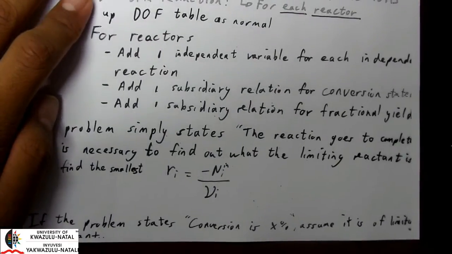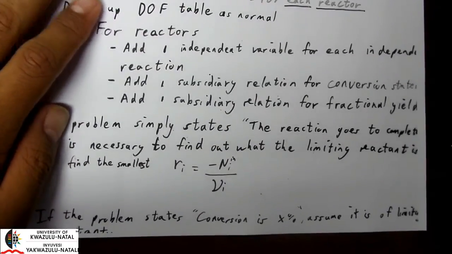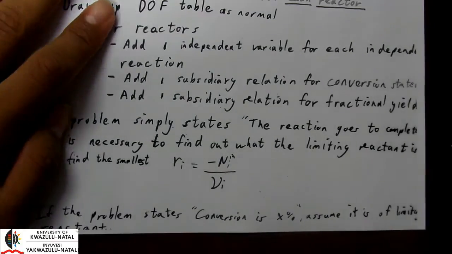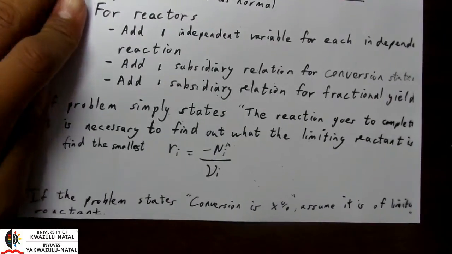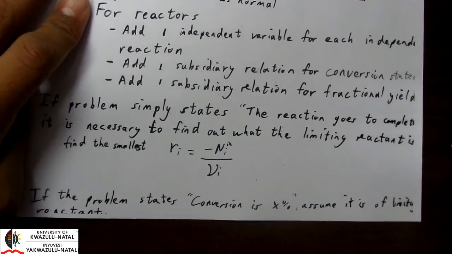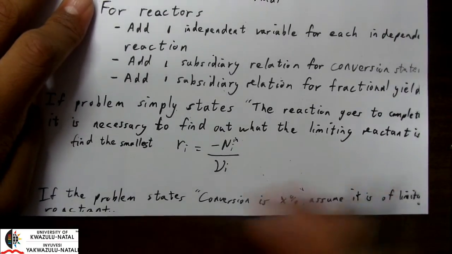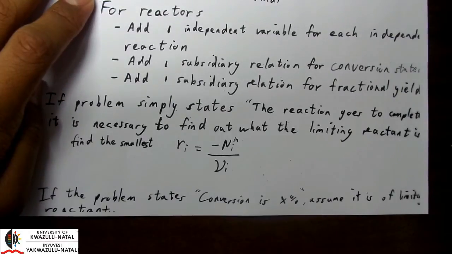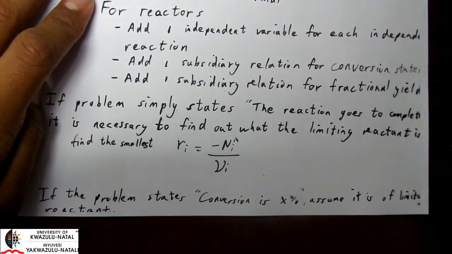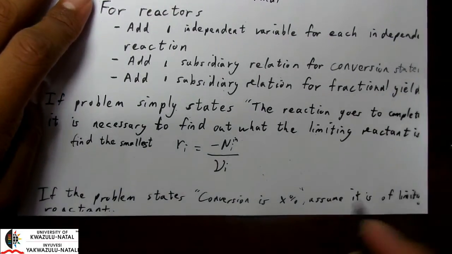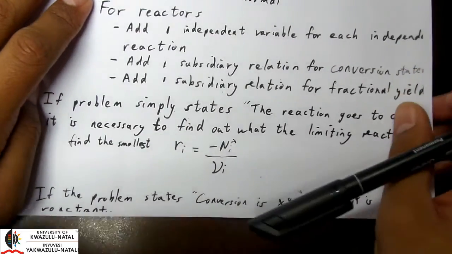If the problem states that conversion is whatever percentage, perhaps 70% or 80%, then you must assume that they are referring to the conversion of the limiting reactant. So if they don't state exactly the conversion of which reactant, you'll have to find out what the limiting reactant is.